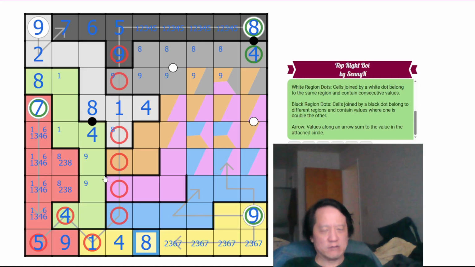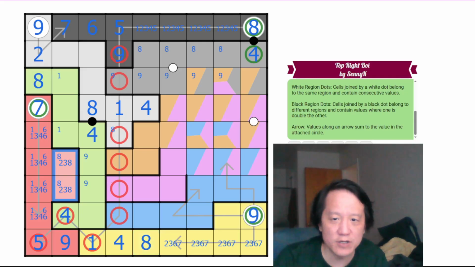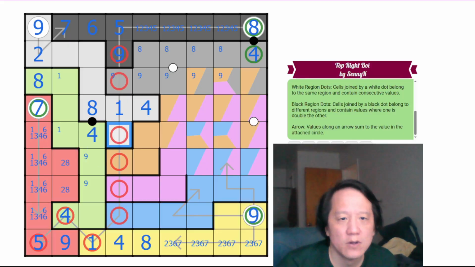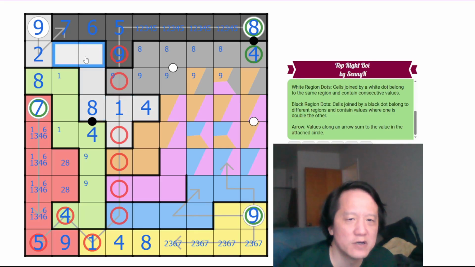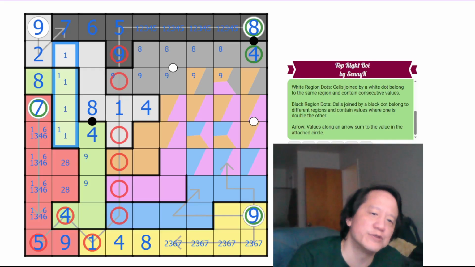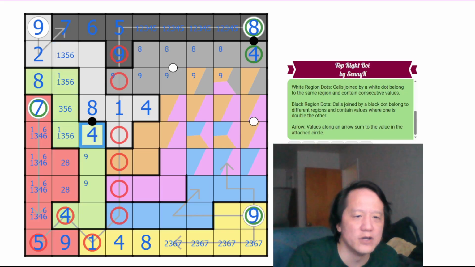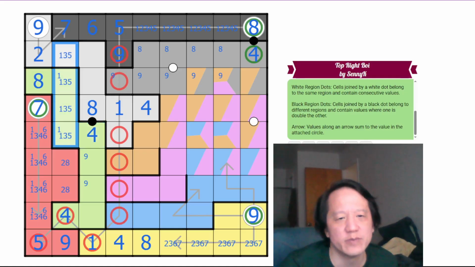Does this work? Ooh. No 3 here. It's 2, 8 as a pair. This can't be 8. No 4 there. 8s there. Remaining digits are 1, 3, 5, and 6. No 1 here because of 1 in the row. Huh. No, we have 2 4s. That's problematic also.